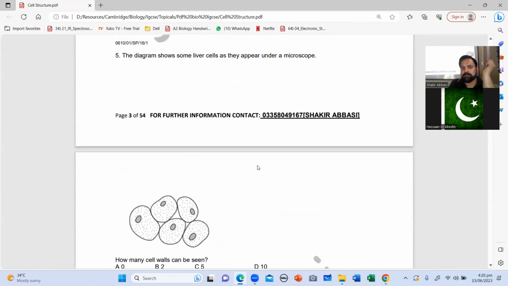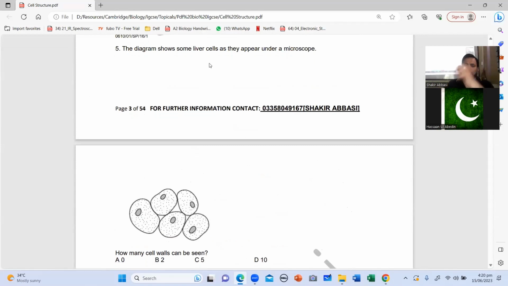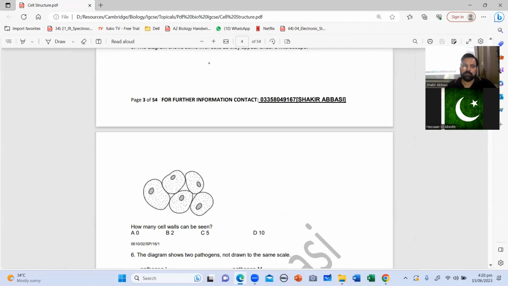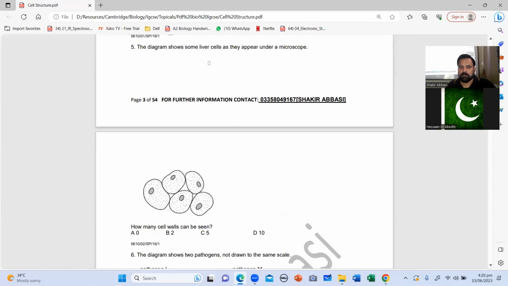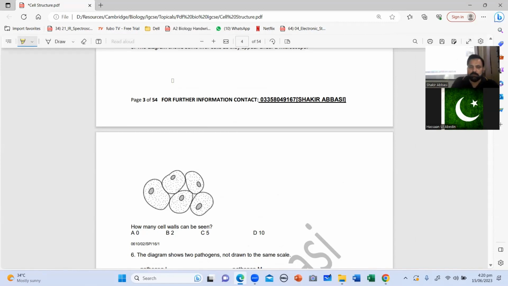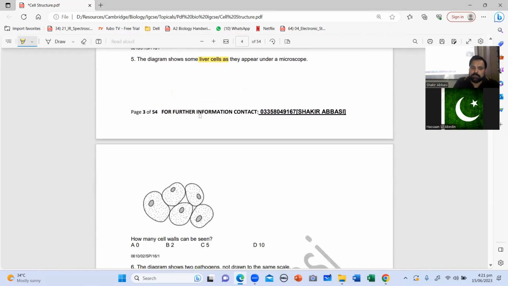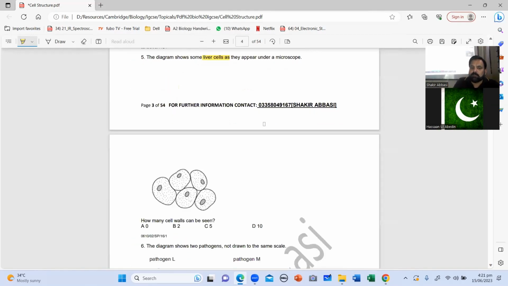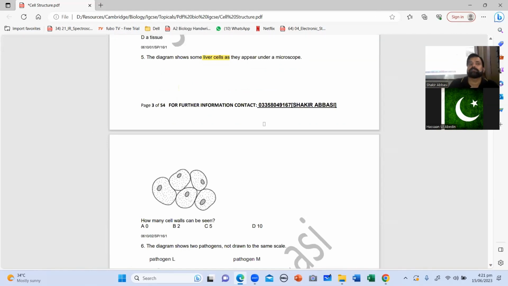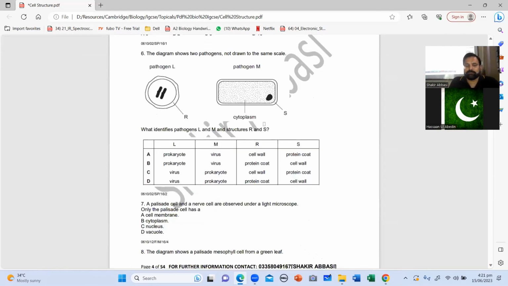This is a liver cell. So how many cell walls should be there? Cell wall should not be there. Liver cell. Anyone? Why is the response in this class so slow? How many cell walls in the liver cell? Zero. Speak out clearly, zero. Because the liver is found in animals. Nice. Let's leave this one.